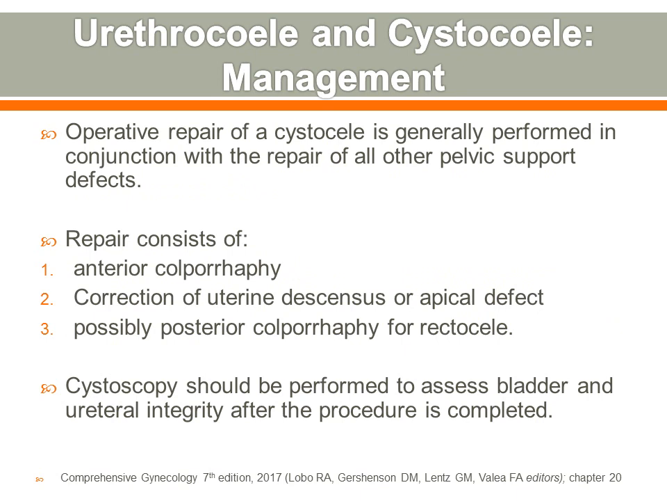Operative repair of a cystocele is generally performed in conjunction with the repair of all other pelvic support defects. Now, we do operative repair only when the non-operative management has failed. Repair consists of anterior colporrhaphy, correction of uterine descensus or apical defect, and possibly posterior colporrhaphy for a possible rectocoele. Cystoscopy should be performed to assess bladder and urethral integrity after the procedure is completed.